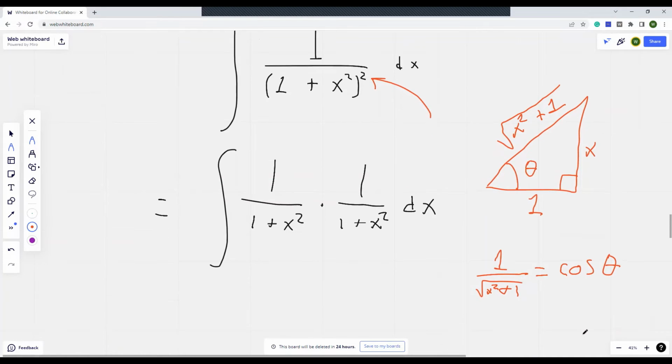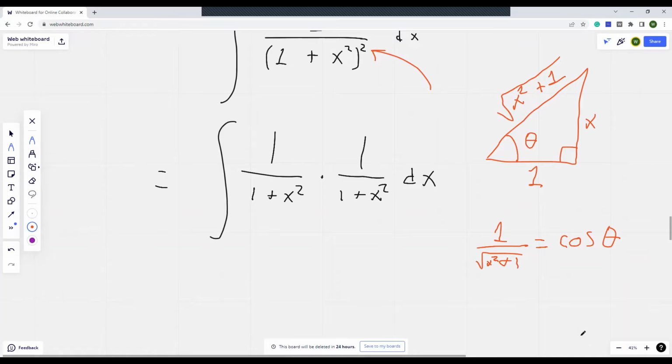And so then we can go from there and say, okay, fair enough. Well, then what about this? 1 over 1 plus x squared equals the cosine squared of theta. And you can see where I'm going with this. You can see what it is that I want to do.